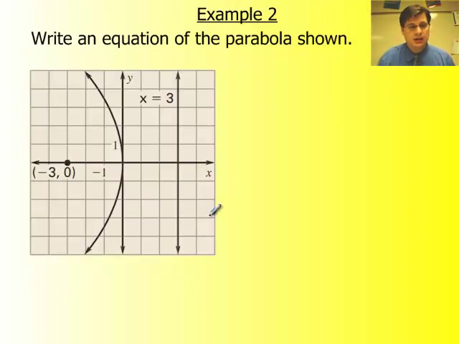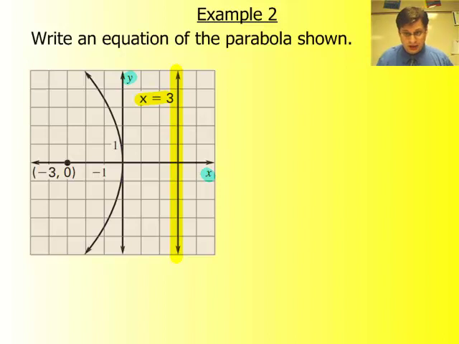In this next example, we're going to go the other way. We're going to write the equation of the parabola shown. So we need to identify the key features of this parabola. Now, this graph might be a little bit confusing. My y-axis is right here. This labels what the y is, and here's my x-axis. The line that runs this way is x equals 3, and that's going to be my directrix.